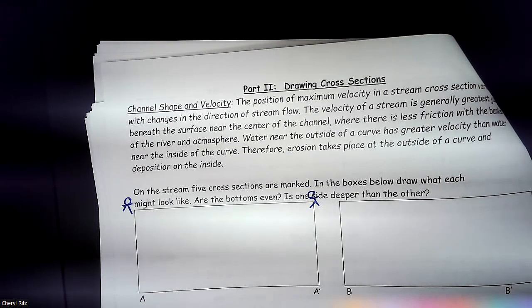Water's slower there. What happens when water goes slower? The sediments get dropped off. So what will the bottom of the bank look like there? Bigger rocks. Okay, they'll have bigger rocks getting piled up there.